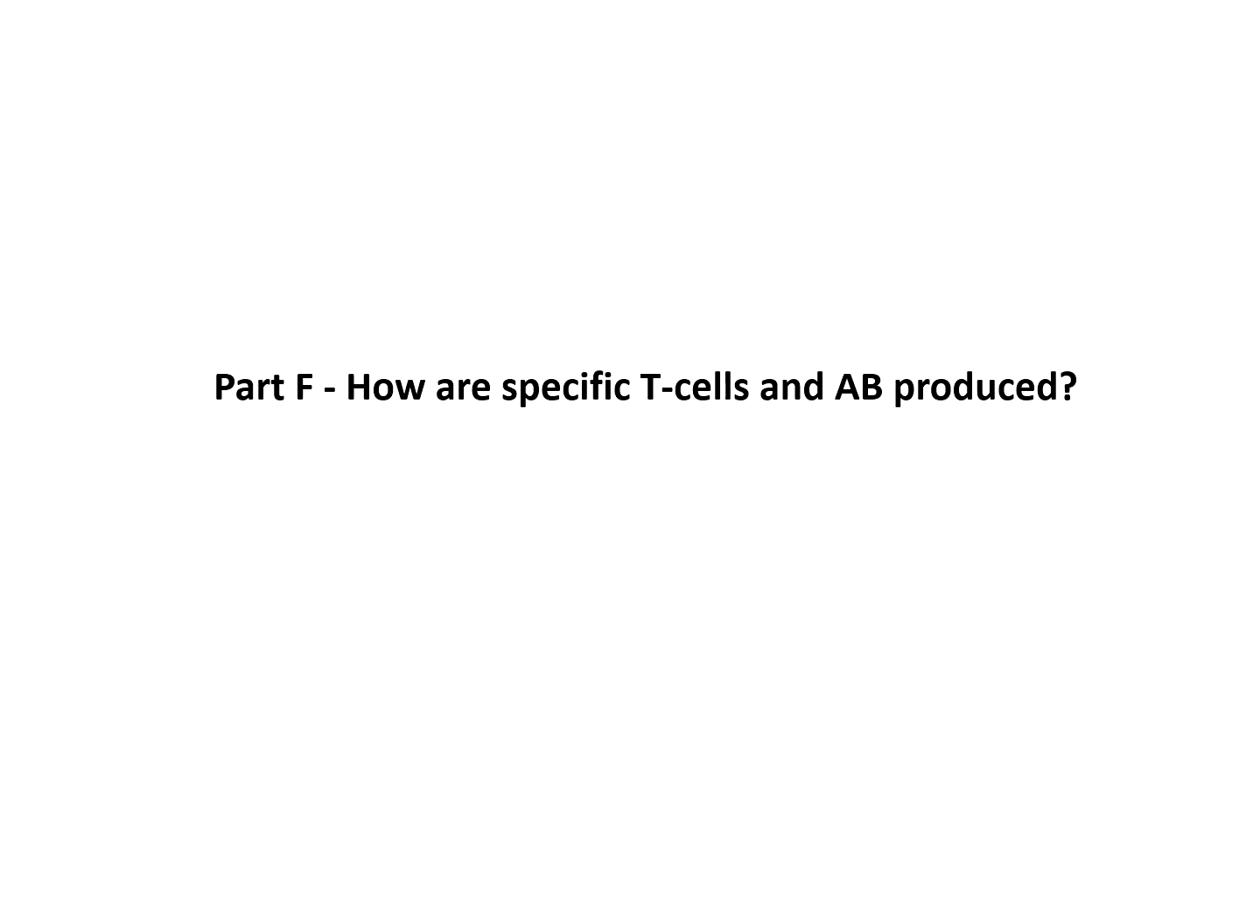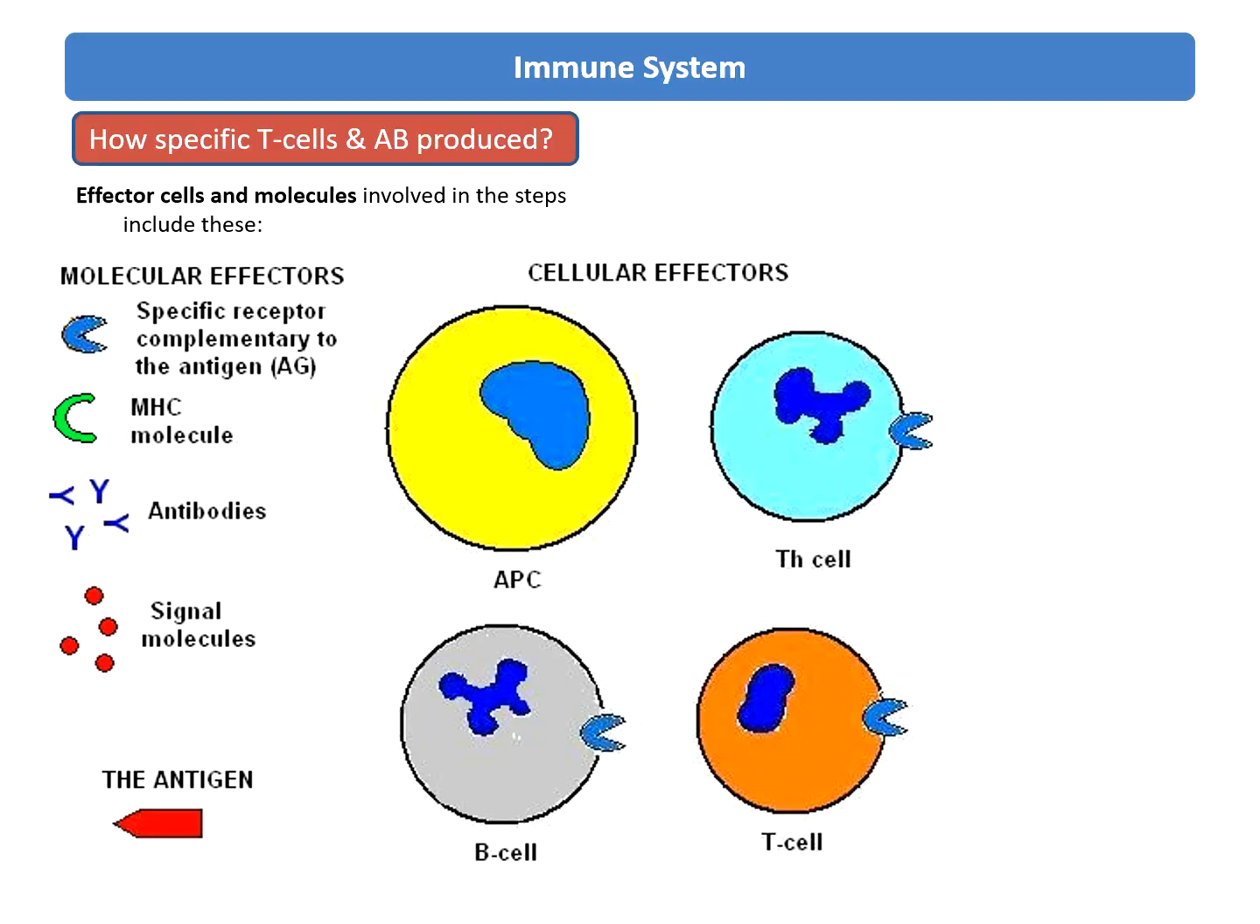So, part F, how are specific T cells and antibodies produced? Let's look at some of the effector cells and molecules involved in the immune response. There are molecular effectors. They include specific receptors. These are complementary to the antigen. MHC molecules. Think of these as a holder for the specific receptor.